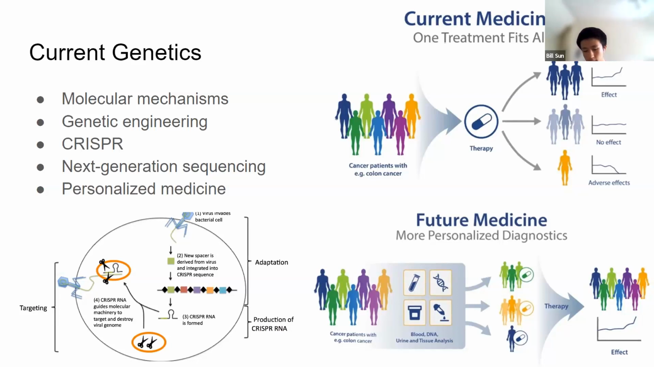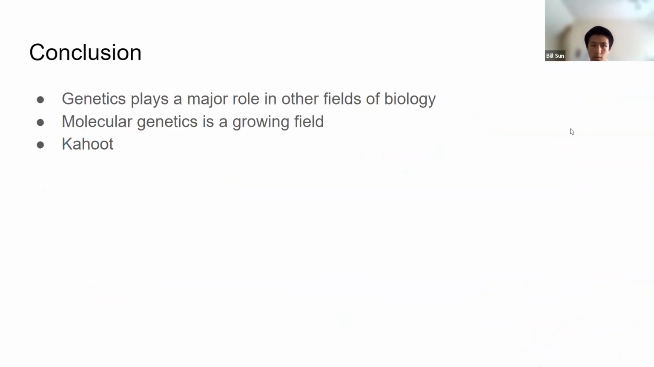And it's highly, highly reliant on genetics and personalized genome sequencing. So this is why molecular genetics is so relevant currently, and it's probably why you've seen so many of these topics come up in the news. Okay, as a quick conclusion, genetics is a very major field in a large amount of fields of biology, and molecular genetics is a very fast-growing field.